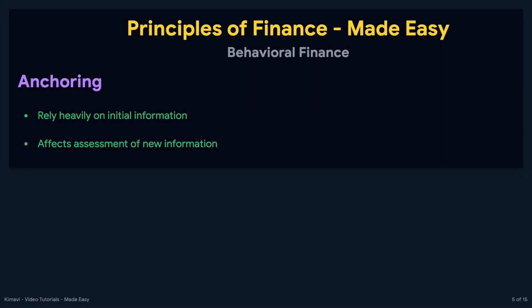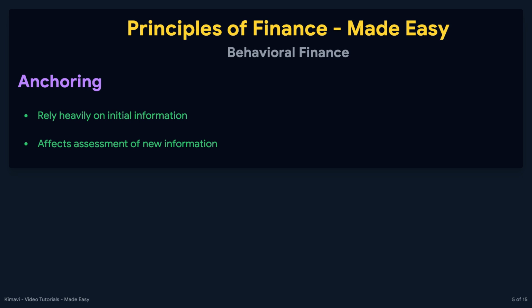Anchoring bias happens when individuals rely too heavily on an initial piece of information, known as the anchor, when making decisions. This can affect how they assess new information. For instance, if an investor buys a stock at $50 and it drops to $30, they might hold on to it, anchored to the initial purchase price, hoping it will return to $50 rather than objectively assessing its current value and future prospects.